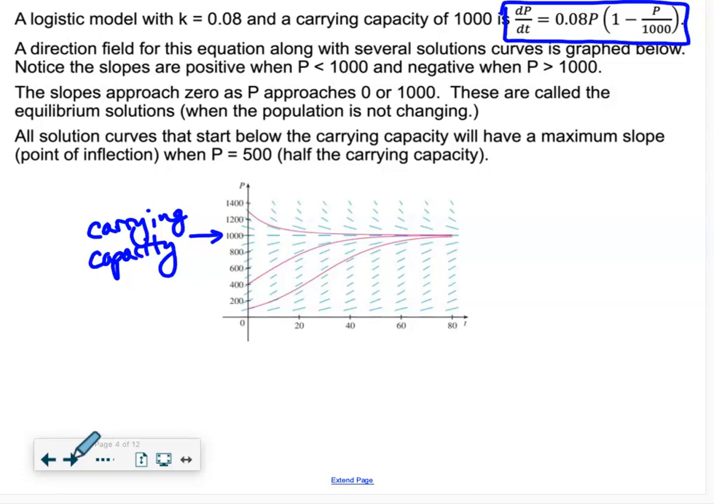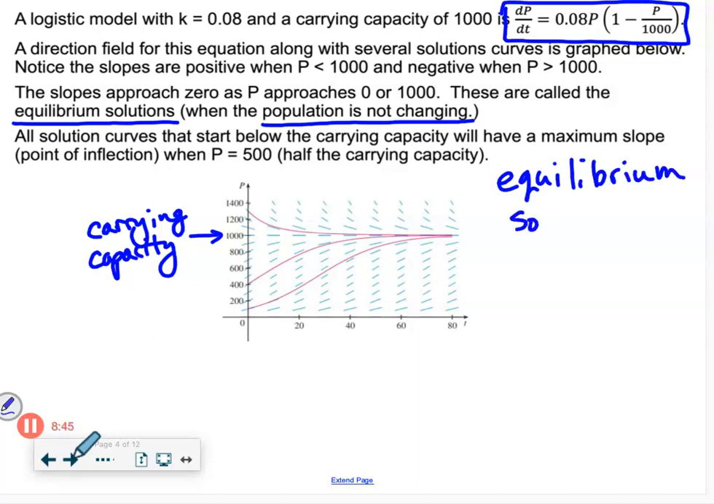All right. There are a few concepts that you need to know from this graph. The first is the concept of what are called equilibrium solutions. Equilibrium solutions are solutions when the population is not changing. I'm going to write that over here. Equilibrium solutions occur when dP/dt equals 0. The population isn't increasing or decreasing, it's just static.